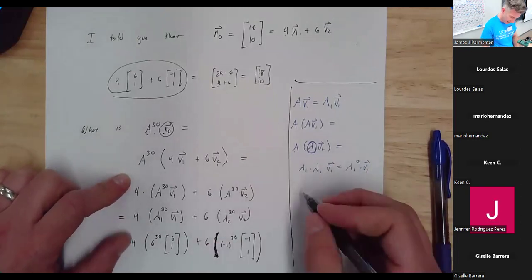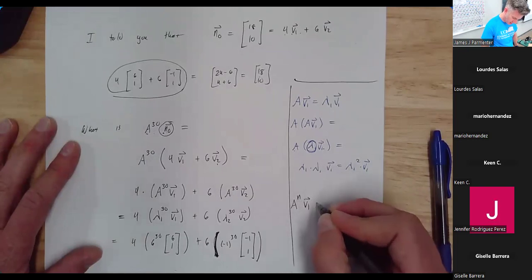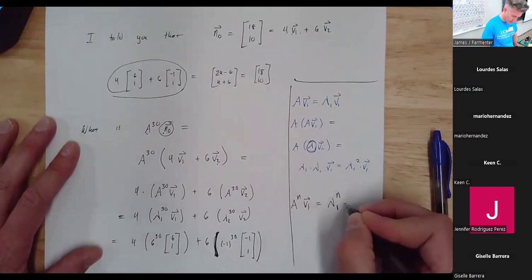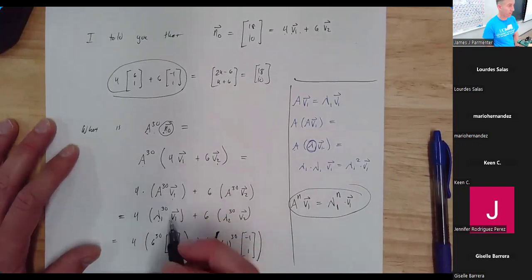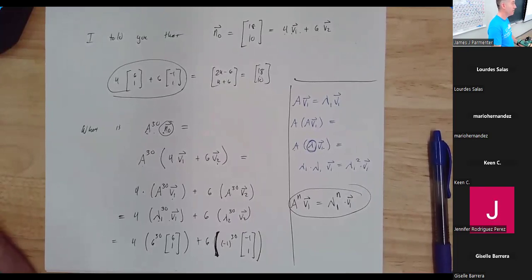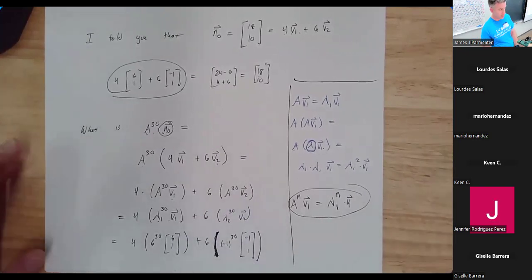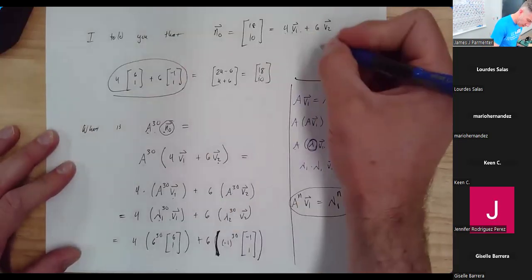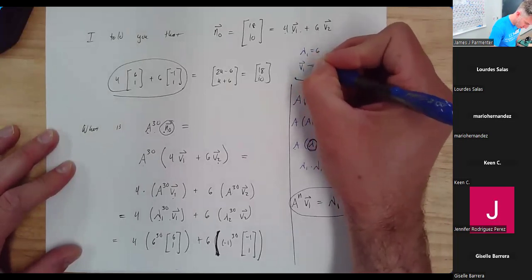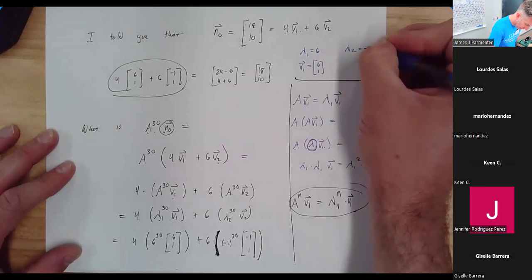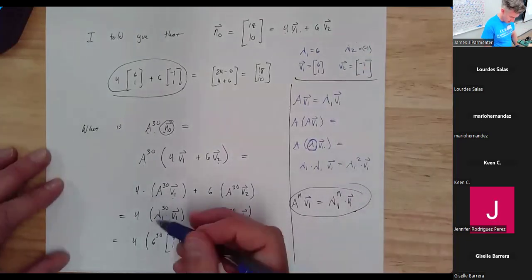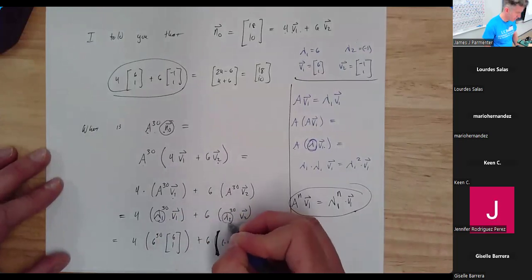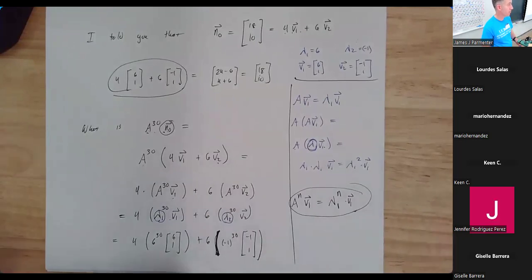And then we use the fact that A to a power times an eigenvector is equal to the corresponding eigenvalue to the same power times the eigenvector. We're abusing that to rewrite A to the 30th times v1 as lambda 1 to the 30th times v1. That's what we're doing there. I know it's been a while since we found lambda 1 and v1, but I'll remind everybody that our lambda 1 was 6, and the corresponding eigenvector we chose was 6, 1. And our lambda 2 was negative 1, and the corresponding eigenvector was v2 equal to negative 1, 1. That's why I'm using 6 and negative 1.